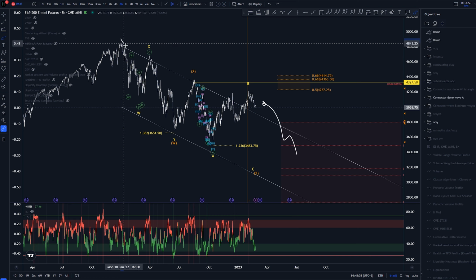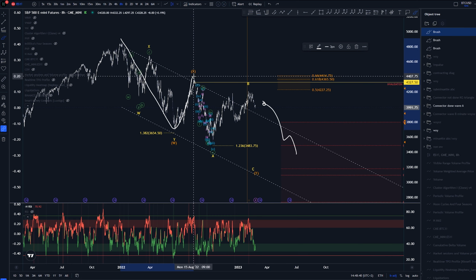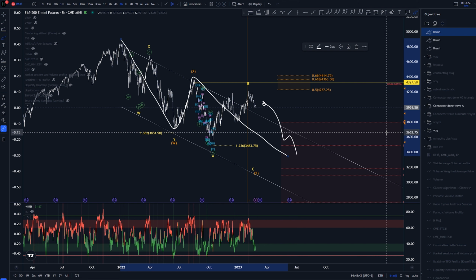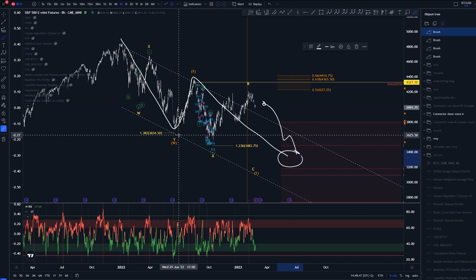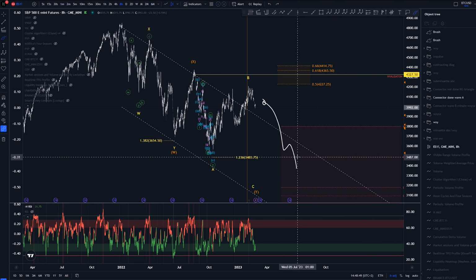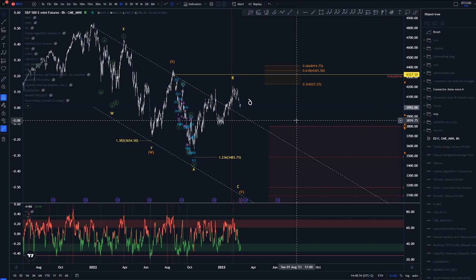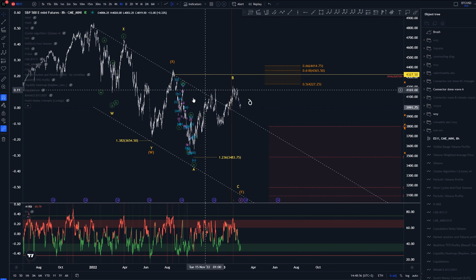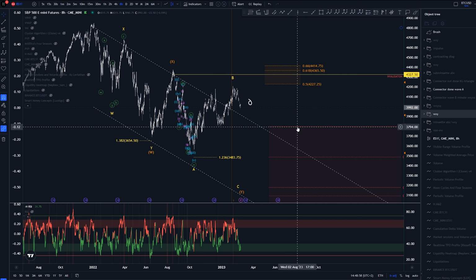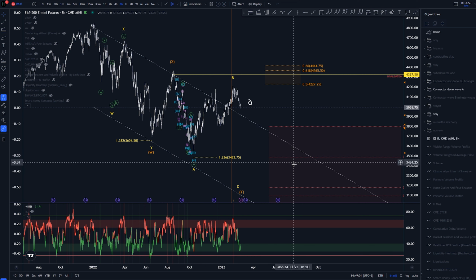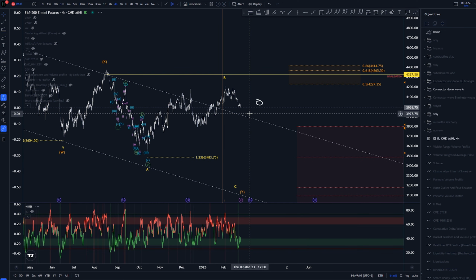At that point we would be completing this higher degree intermediate count fully. And this would be the area where I would probably be dollar cost averaging into assets that I'd be interested in, more so than just trading smaller time frames. But of course, that is not a guarantee that we even go there. It's just the main scenario that I've been having for quite some time. We'll see if that turns true or not.